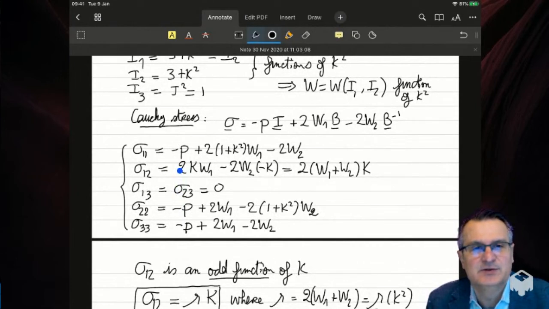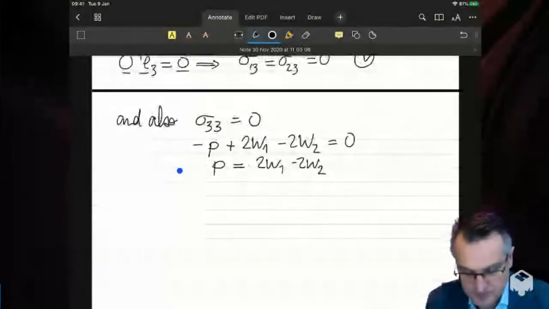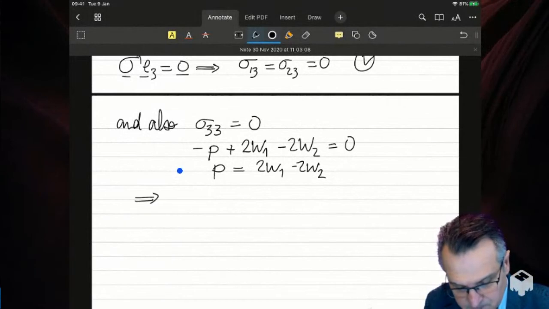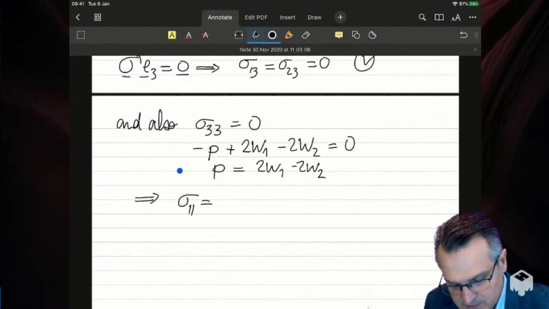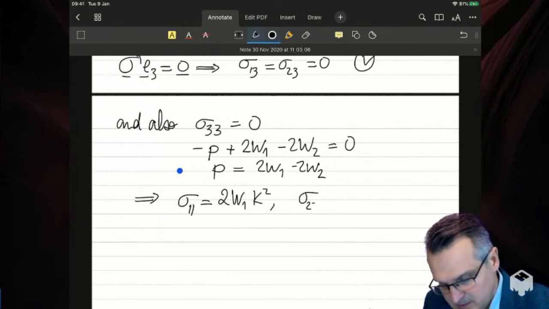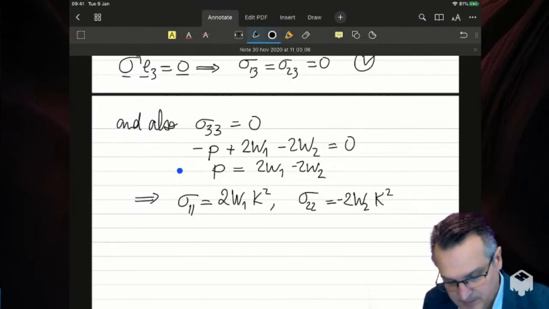That's going to eliminate the W1 and the W2. I'm going to be left with sigma 1,1 is 2k squared W1, and sigma 2,2 is, that's going to be minus, and minus plus, so it's going to be 2k squared W2. Sigma 1,1 is 2W1k squared. Oh, there's a minus. Minus 2W2k squared.